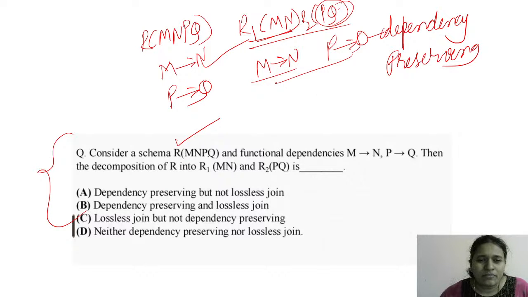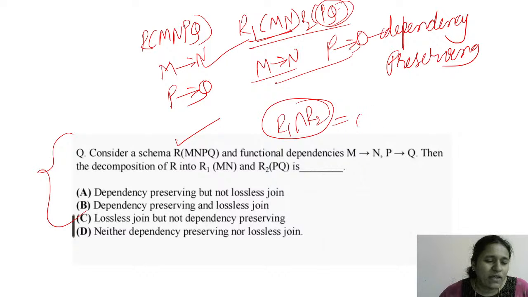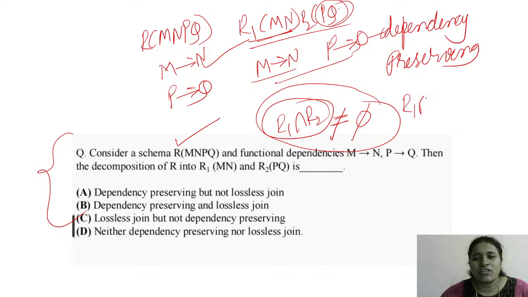And is this lossy or lossless decomposition? For that what we have to see? We have to see the intersection of R1 and R2. What is the intersection of R1 and R2? There is nothing, it is equal to phi. That's why this is a lossy decomposition, because nothing is common means we cannot get the original relation, right? For the decomposition to be lossless, we should have R1 intersection R2 not equal to phi. That means R1 and R2 should contain at least one common attribute.